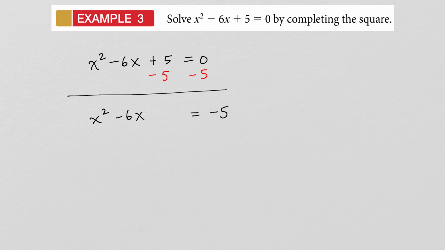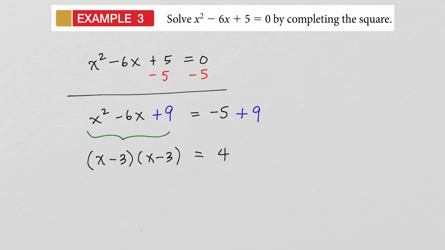And then I'm going to add the right number here. Well, if you take the middle number, which is negative 6, and you divide it by 2, and you square it, this is equal to positive 9. So I am going to add 9 to the left-hand side, and I'm going to add 9 to the right-hand side. So now on the left-hand side, we have completed the square, which means that we can now factor this. And when we factor it, it's going to become x minus 3 times x minus 3. Right-hand side becomes 4.